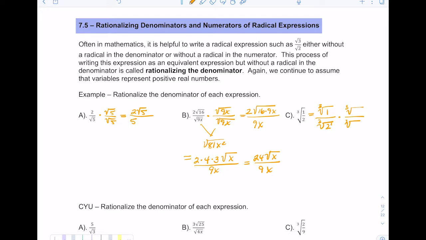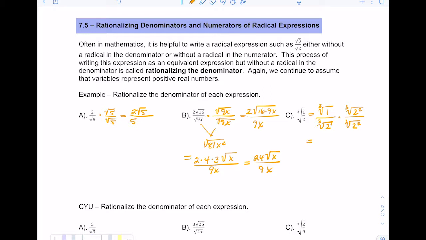So think of that as 2 to the first. I need a group of 3 2's. So I'm going to multiply this by 2 to the second, because 2 to the first times 2 to the second is 2 to the third. So that would give me my 3 2's. And I need to do the same thing here. And then I'm just going to simplify.